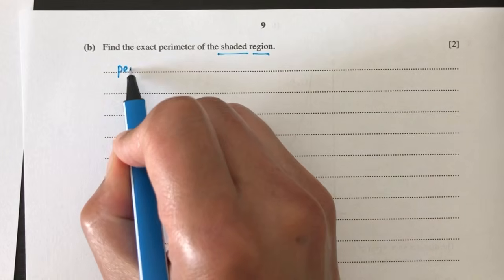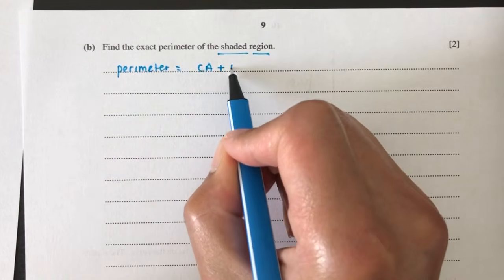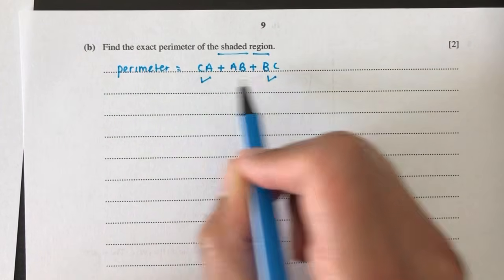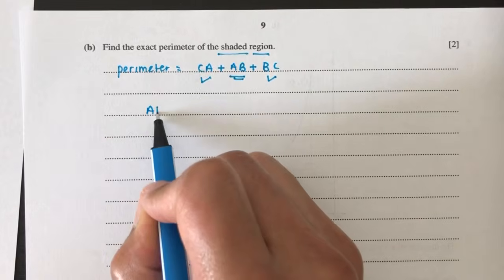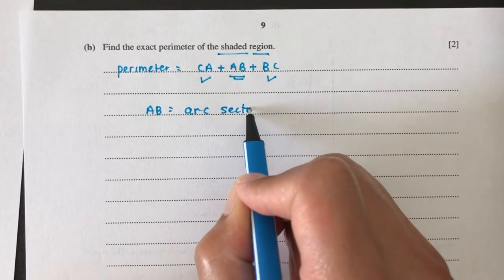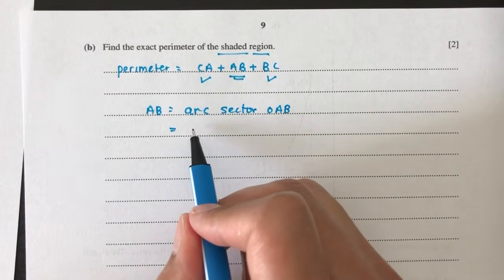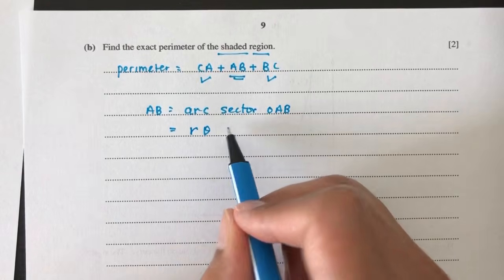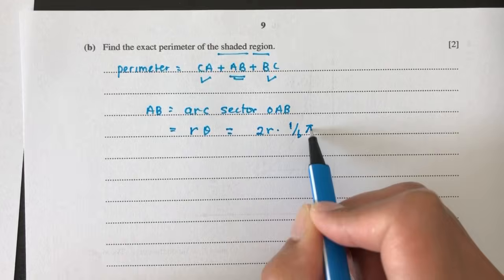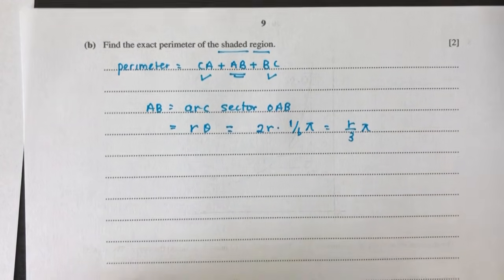So perimeter is equal to CA plus AB plus BC. We know these two already. We have to find AB. AB is actually equal to the arc of sector AOB. How to find the length of an arc is very simple: r theta. Radius is given by 2r. Theta is 1 over 6 pi. So it becomes r over 3 pi for the length of AB.